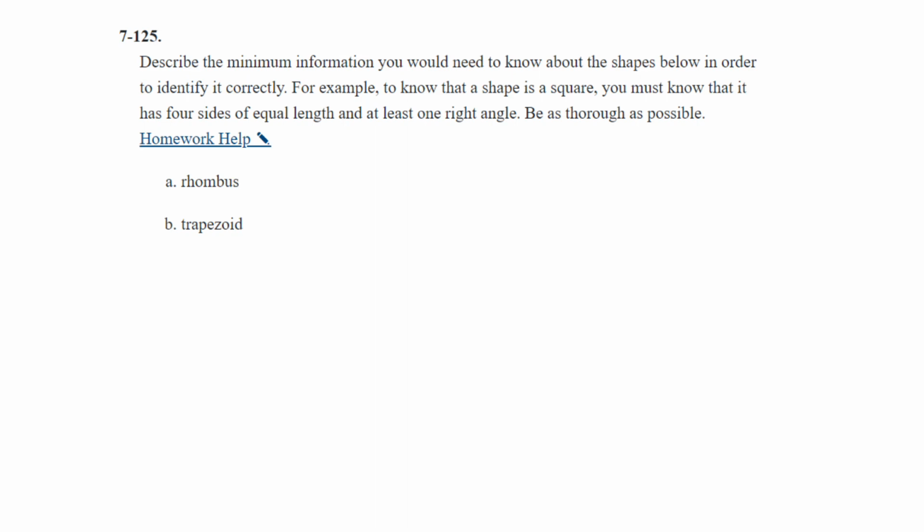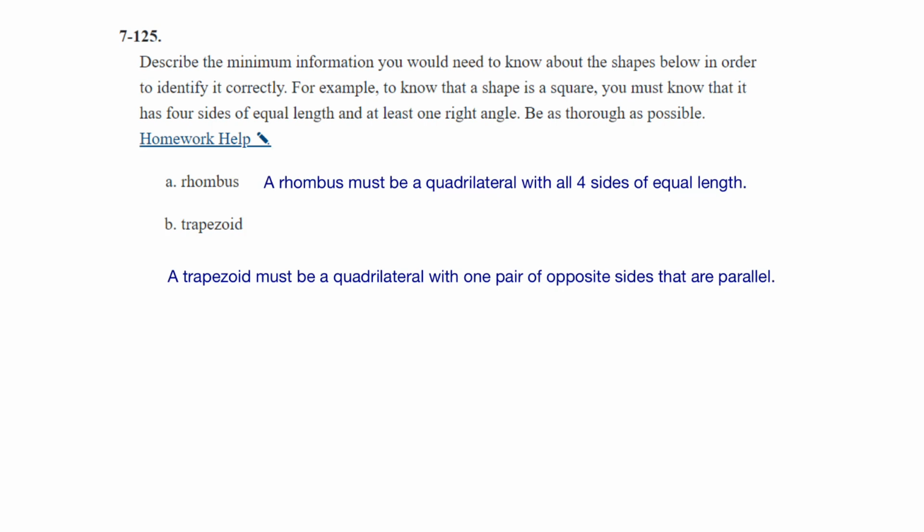A square is also a rhombus, so even if it's listed as a square, it has to have at least 4 equal sides. And if it does that, then we know for sure it's going to be a rhombus. For B, a trapezoid must have 1 pair of opposite sides that are parallel. If it has 1 pair of opposite sides that are parallel, then whatever happens after that is fine. Then it would be a trapezoid. So as long as those things are correct, for the rhombus 4 sides of equal length, and for the trapezoid 1 pair of opposite sides parallel, then you know for sure that they will be at least that.